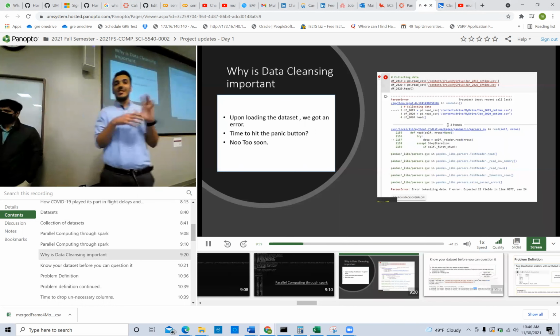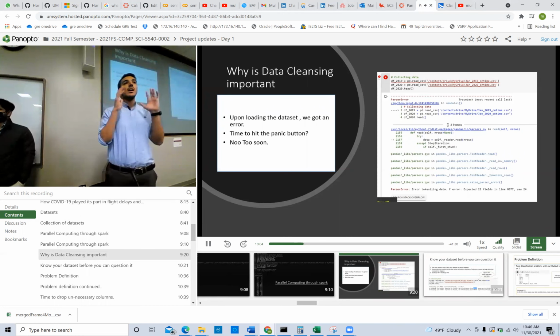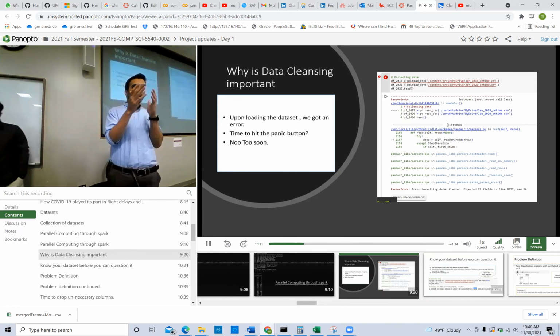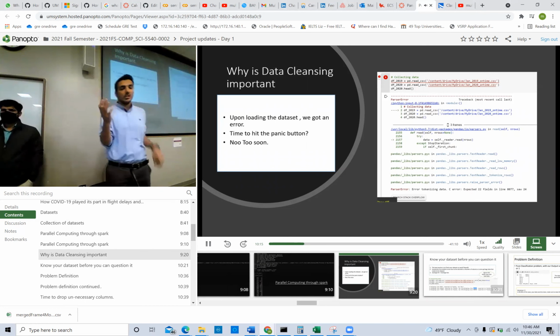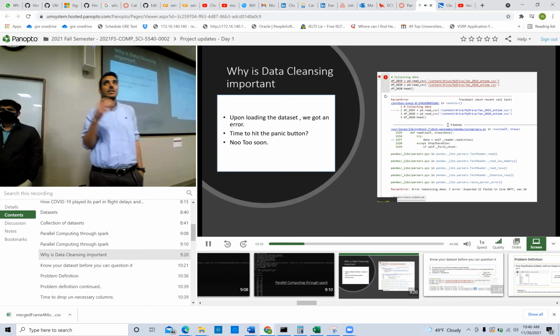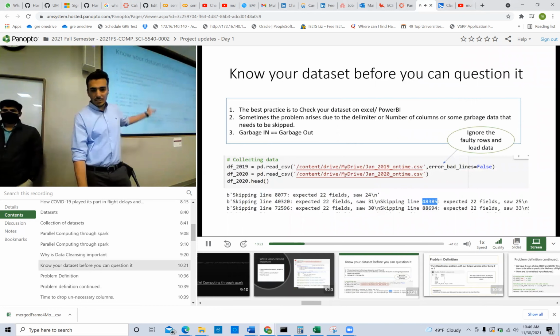So I just tried to load it initially. The point of this slide was basically that before you try to load it, you need to actually see it in Excel or Power BI, or see what your columns are, so you know what resides in which column. If you're trying to load without seeing it, you might load it into different columns, and your data accuracy will definitely decrease.